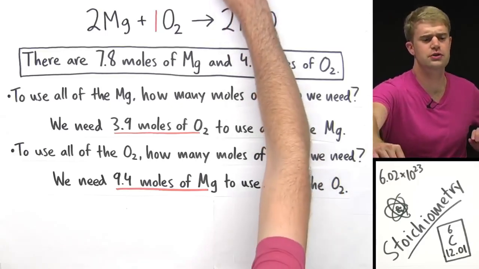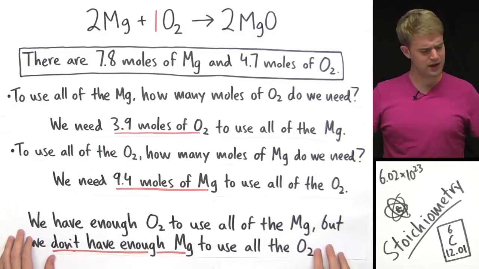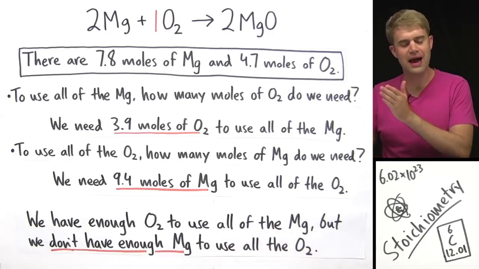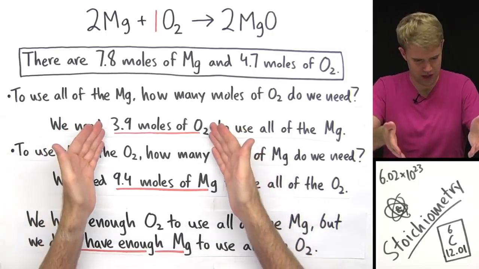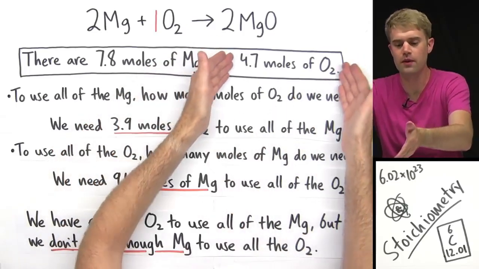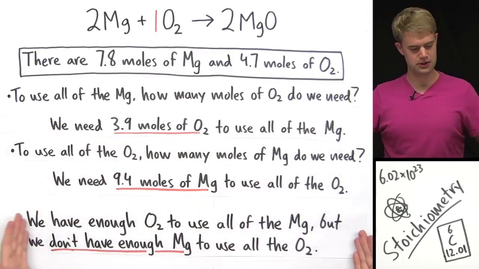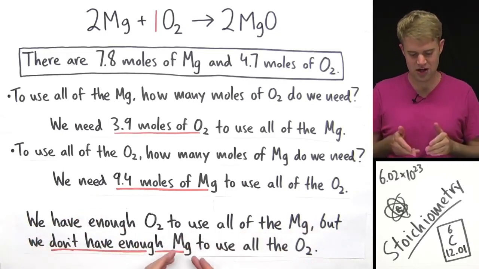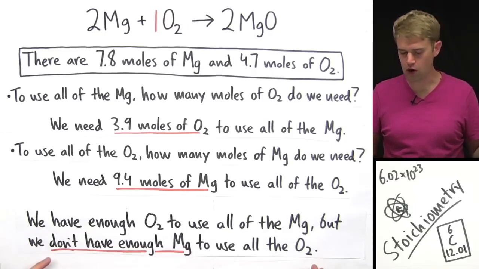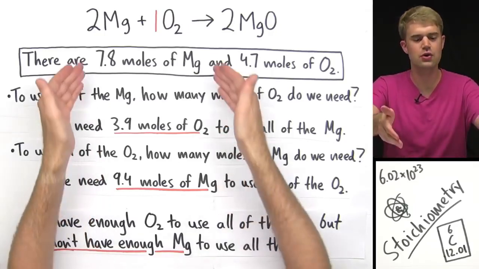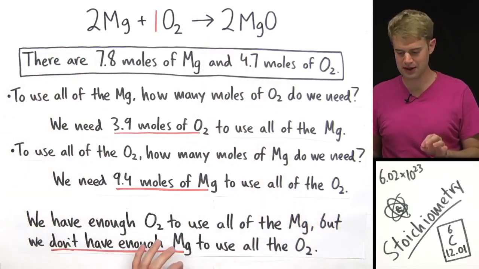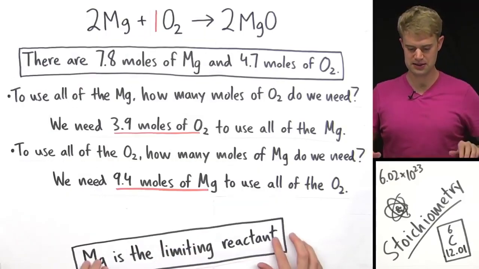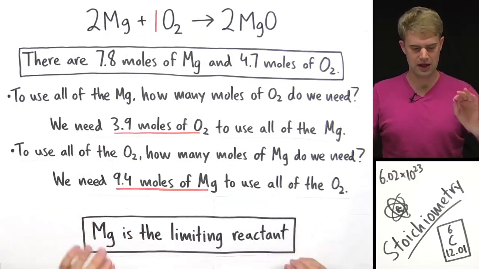In other words, we could say this. We could say that we have enough oxygen to use all of the magnesium, right? We have the 3.9 moles that we need. We have more than those 3.9 moles to use all the magnesium. We have enough oxygen to use all the magnesium, but we don't have enough magnesium to use all of the oxygen. We need 9.4 moles, we only have 7.8 moles. We don't have enough magnesium to use all the oxygen, so that means that magnesium is the limiting reactant. We don't have enough, it's going to run out.